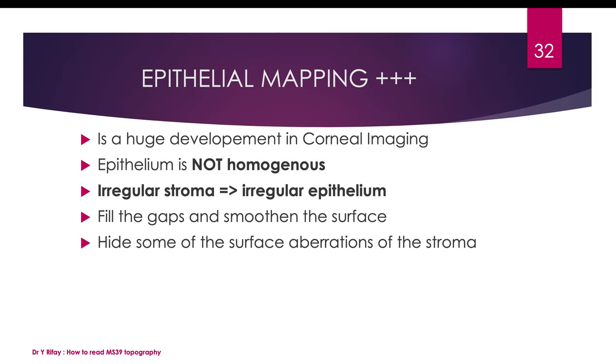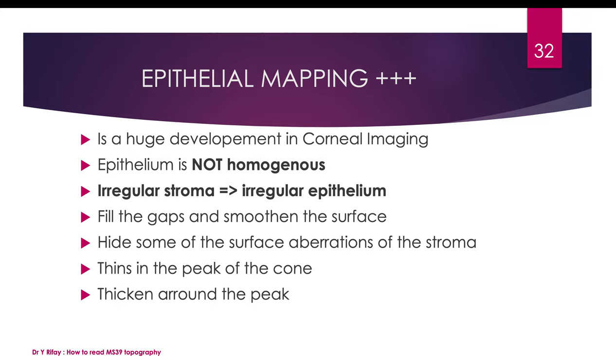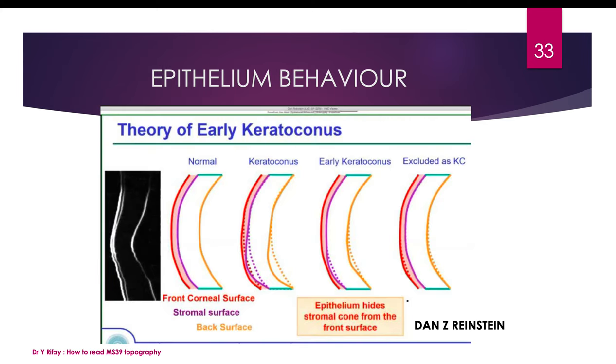When there is keratoconus in the stroma, there are huge aberrations, and the epithelium will try to change its thickness in every place to hide these aberrations and to reduce them. It will thin at the peak of the cone, and it will thicken around the peak. And it will give us the donut image. So Dan Reinstein proved this theory of early keratoconus, and he shows in these drawings the behavior of the epithelium.